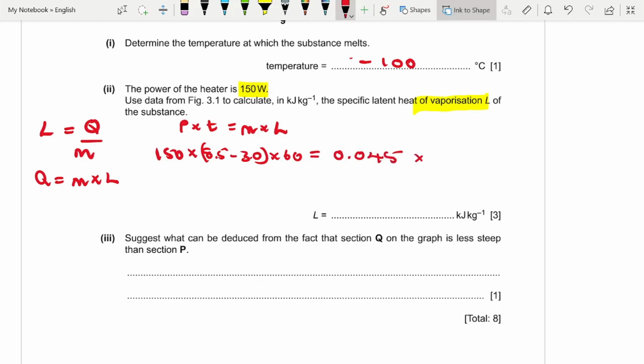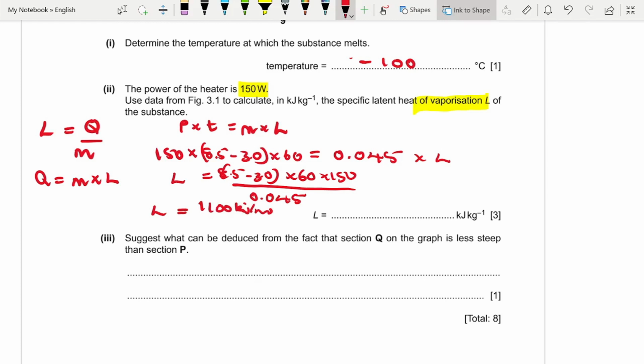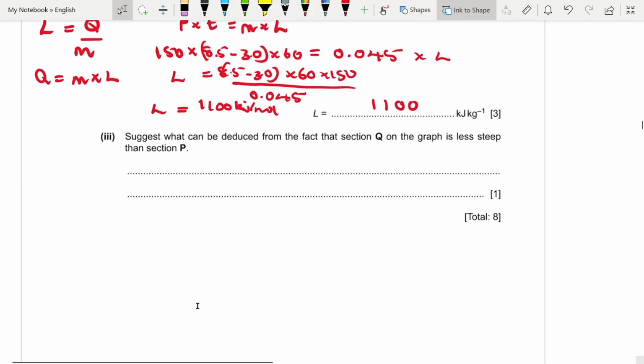0.045 multiplied by L. So the value of L is just going to be equal to 8.5 minus 3.0 multiplied by 60 multiplied by 150 divided by 0.045. So the value of L, what is it going to be? It's going to be 1,100,000 divided by 1,000. You're going to be ending up with 1,100 kilojoules per mole, right? 1,100 kilojoules per mole.